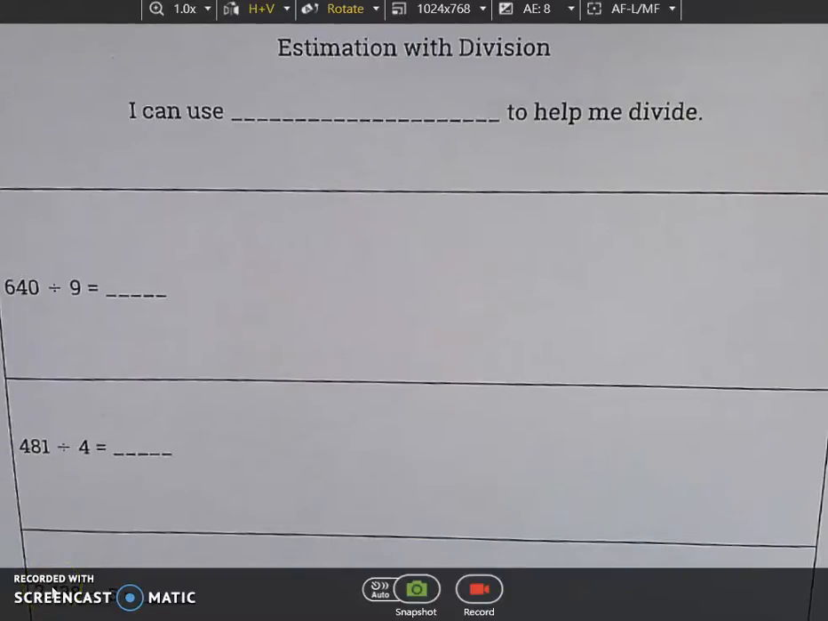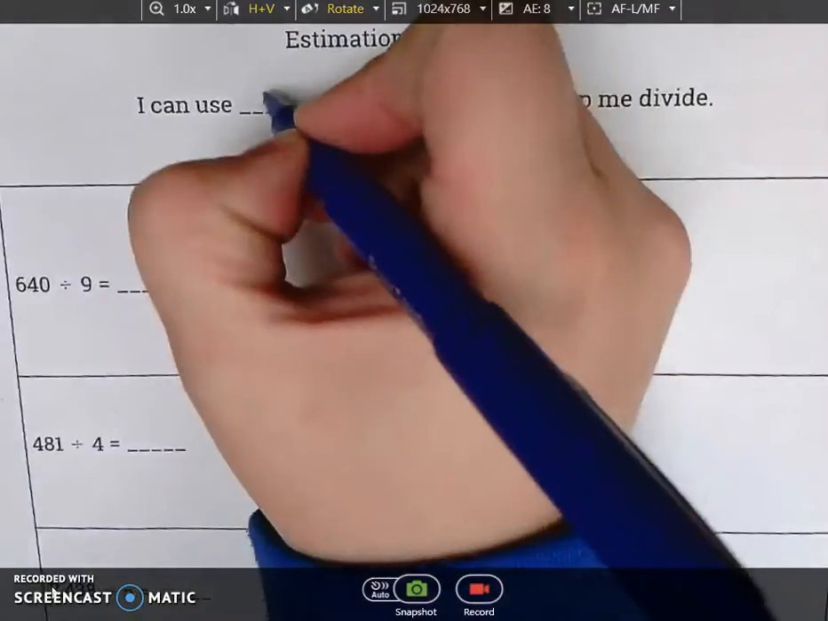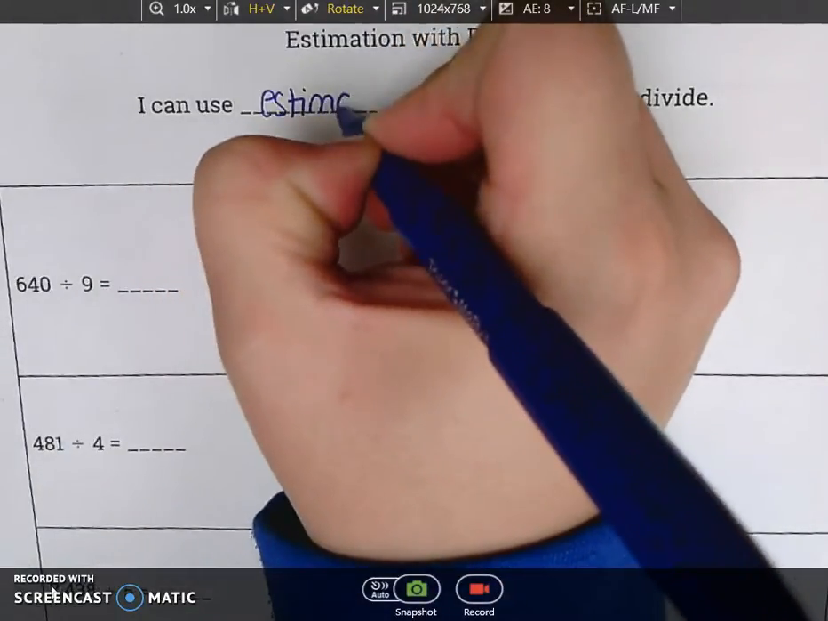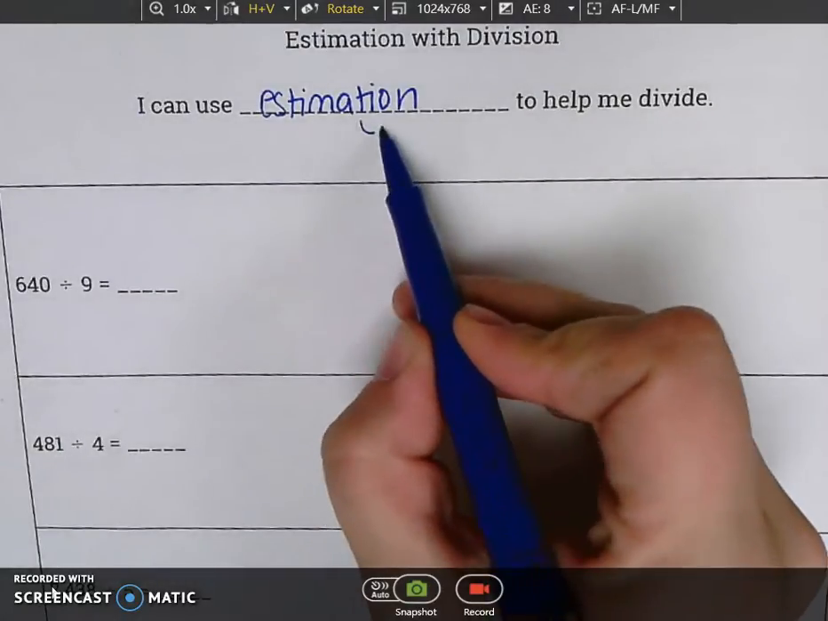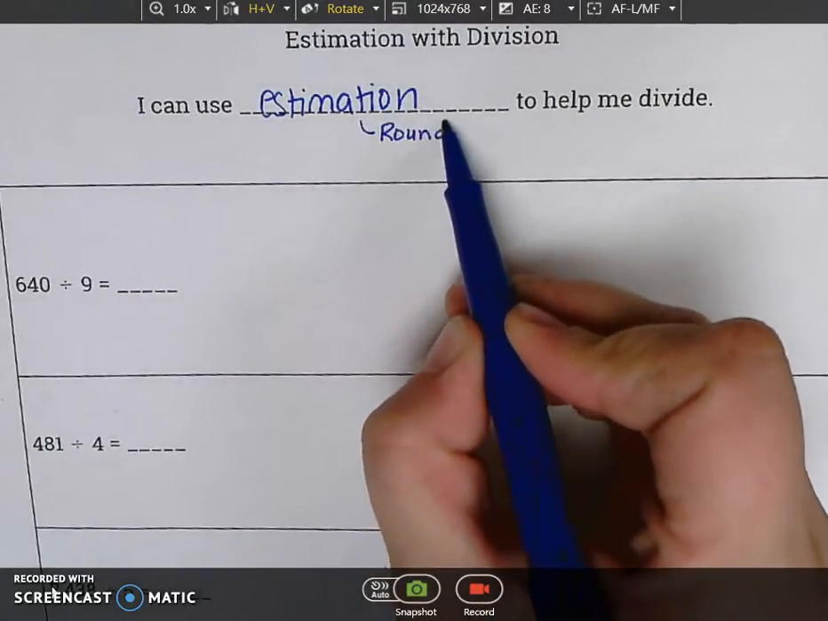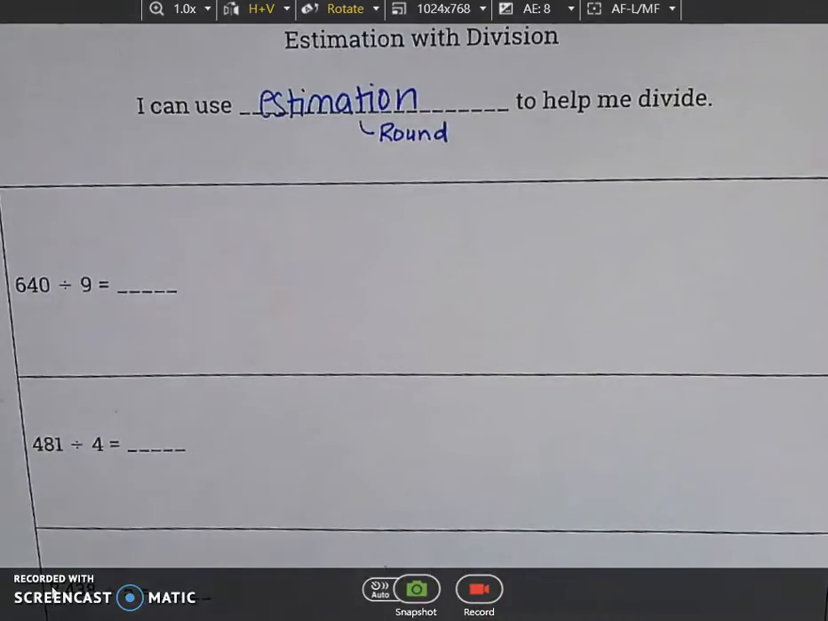Alright guys, in this video we are going to talk about estimation with division. So our learning target is I can use estimation to help me divide. And by estimation, I mean round to a certain place or to get close to.